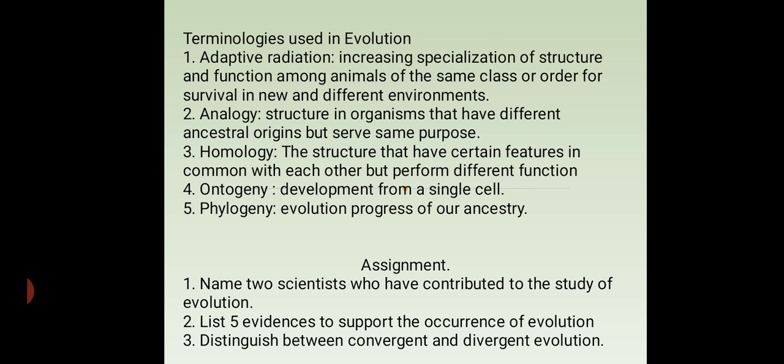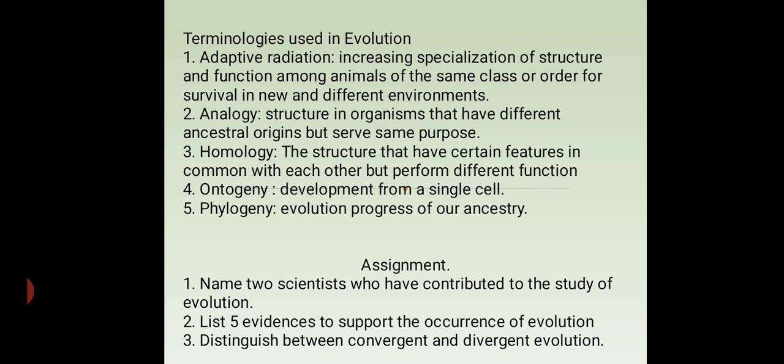We look at the terminologies used in evolution. These include adaptive radiation, analogous, homologous, ontogeny, phylogeny. Analogy is the structure in organisms that have different ancestral origin, but they serve the same function, such as the wings of bats, which are used for flying, and the wings of butterfly, which are also used for flying. That is, they evolved from different ancestors, but they perform the same function.